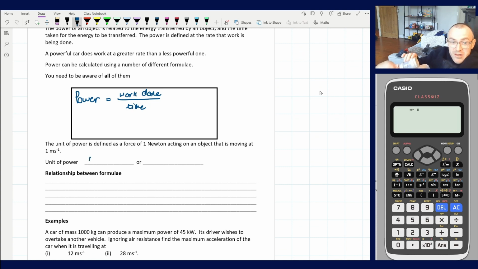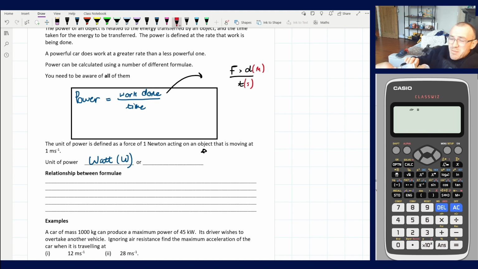The unit for power is the watt. So we're generally going to use the watt. That makes things a lot easier. But you can break down the SI units to get a more fundamental definition. So we take the formula for work done. It's a force times a distance, and time is just t measured in seconds. Distance is obviously measured in meters, and time is measured in seconds.